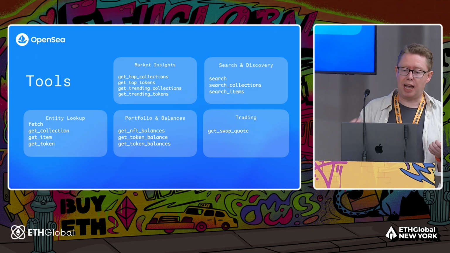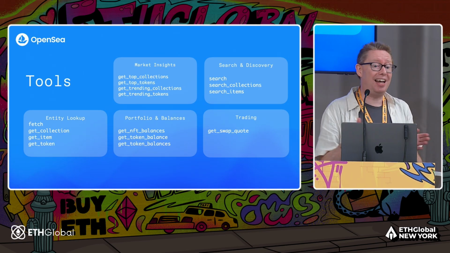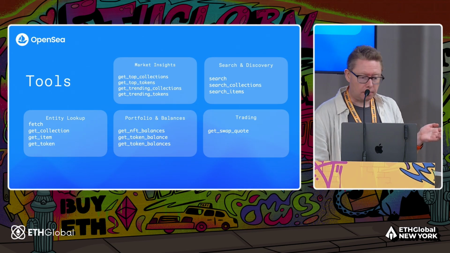We have tokens, we have items, we have collections, and then that free text, AI-enhanced search that I was telling you about before.